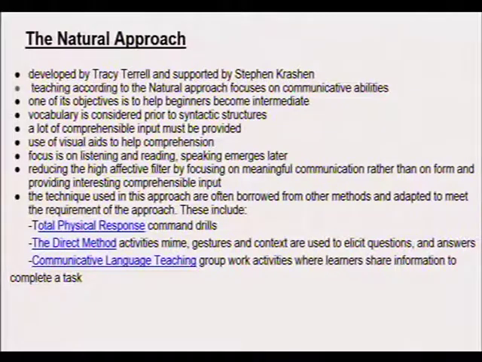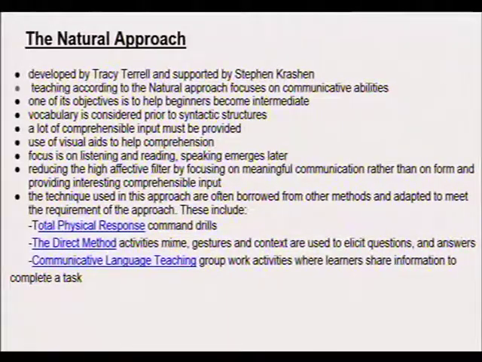Is it on the level that you expect the students should be able to understand? Use of visual aids to help comprehension. As you know, not all students learn the same way. You have visual learners, you have auditory learners, and you have kinesthetic learners. So visual aids would really help the visual learners, because they have to see something before they can really understand, especially with comprehension. You focus on listening and reading. Speaking emerges later. Reducing the high affective filter by focusing on meaningful communication rather than on form and providing interesting, comprehensible input.